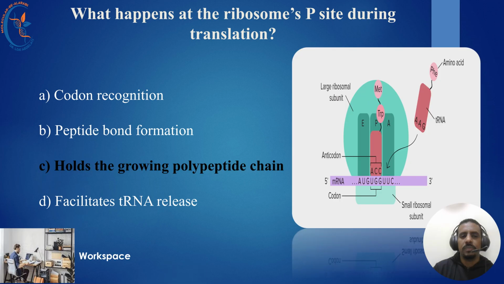Okay, let's move on. During translation, the ribosome P site holds the growing polypeptide chain. Think of the P site as the workspace where the chain of amino acids is built up step by step and each new amino acid is added. All right, let's move on.